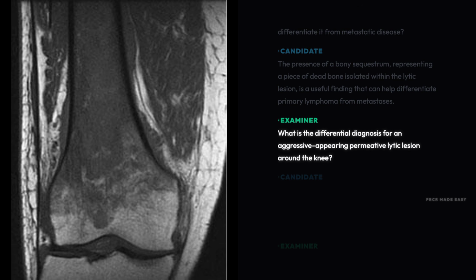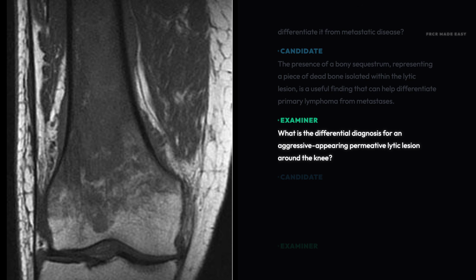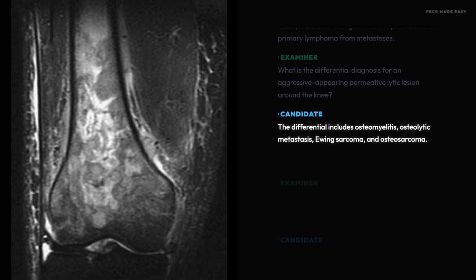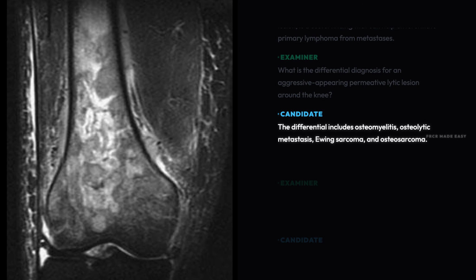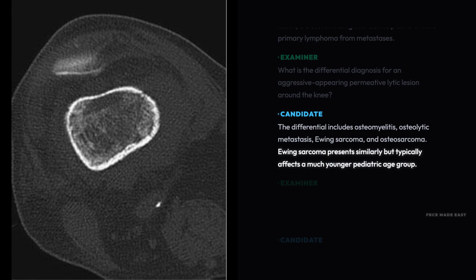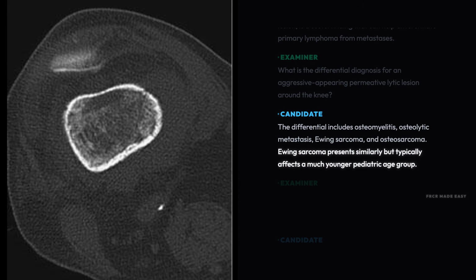What is the differential diagnosis for an aggressive-appearing permeative lytic lesion around the knee? The differential includes osteomyelitis, osteolytic metastasis, Ewing sarcoma, and osteosarcoma. Ewing sarcoma presents similarly, but typically affects a much younger pediatric age group.